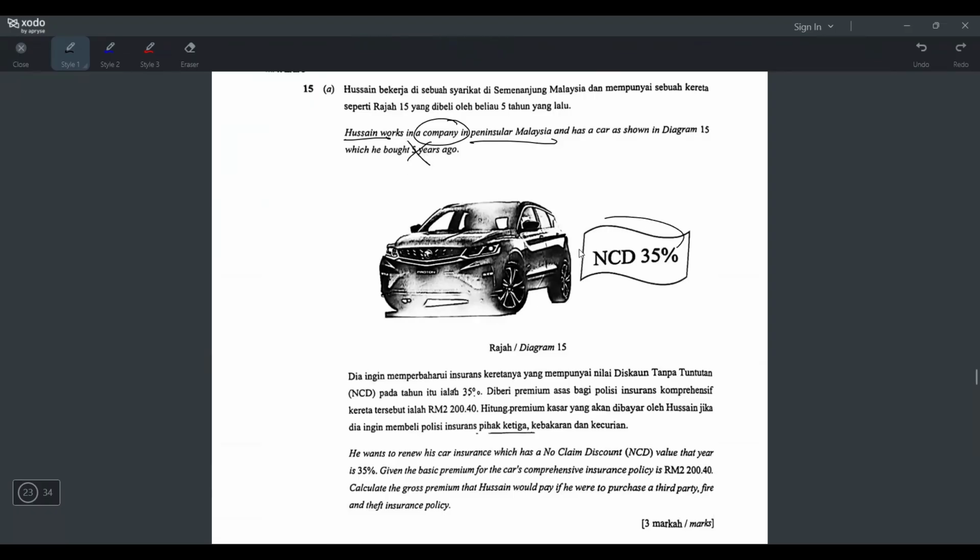Now let's see here. NCD 35%. He wants to renew his car insurance, which has an NCD of 35%. They mentioned it here already, and then they mention it here again. Given the basic premium of comprehensive is 2200.40.